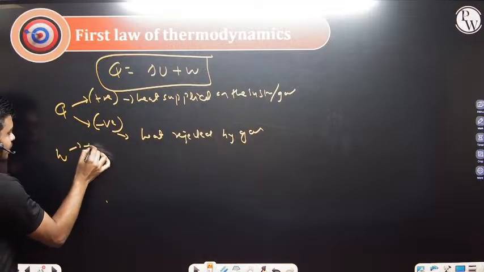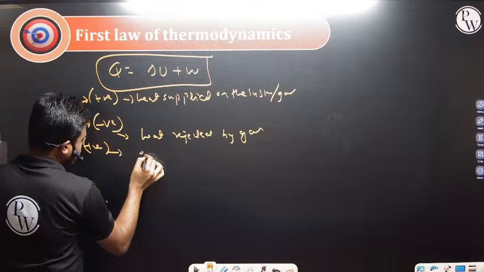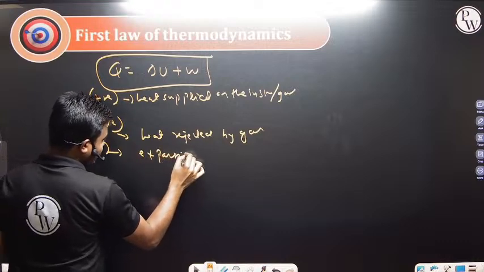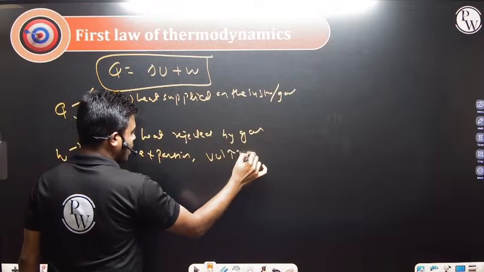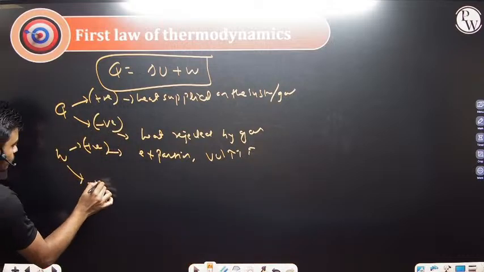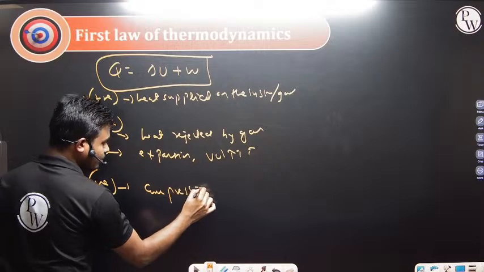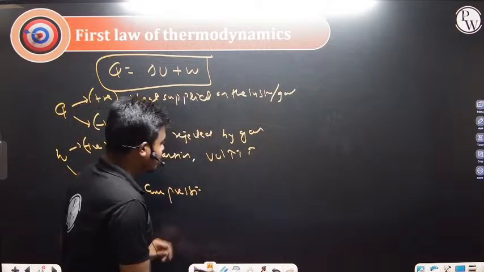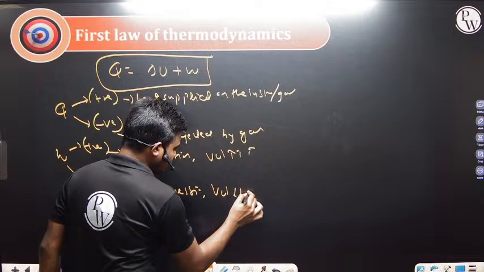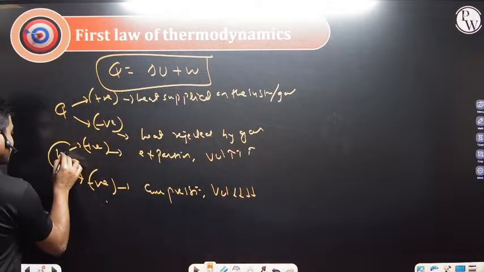Work done, when to take it as positive? Expansion. If the gas is doing expansion, volume is increasing. When volume increases, we have to take work done as positive. When to take work done as negative? If the gas is undergoing compression, meaning the gas itself will not do compression, we are compressing the gas from the outside. So in that case, volume decreases. When the volume decreases, we have to take the work done as negative.